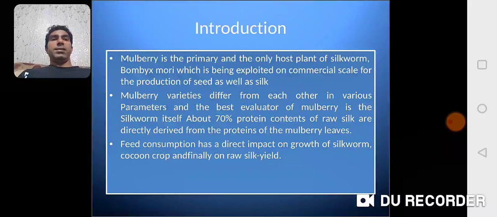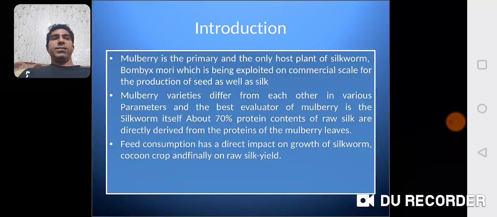In this slide, I will tell what mulberry is and its varieties. Mulberry is basically the primary and the only host plant of silkworm, Bombyx mori, which is being exploited on a commercial scale for the production of seed as well as silk.